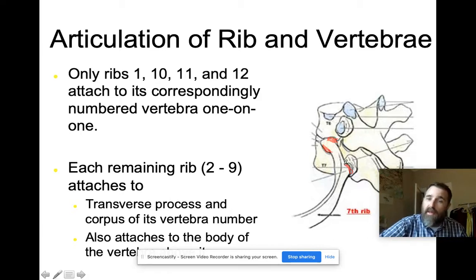So ribs 2 through 9, they'll curl in, they'll attach to the transverse process of one thoracic vertebra, keep curling in, attach to the superior costal facet of that same vertebra, but they'll also reach up a little bit and articulate with the inferior costal facet of the thoracic vertebra above.